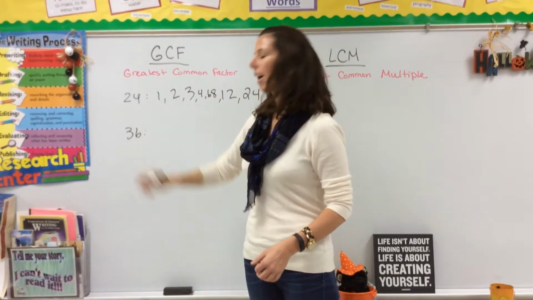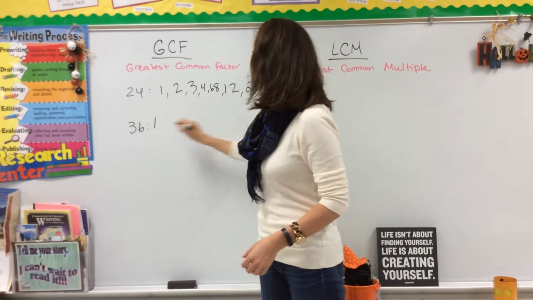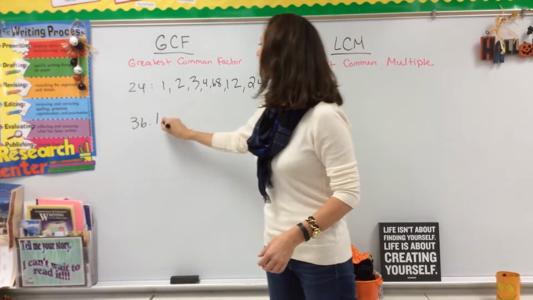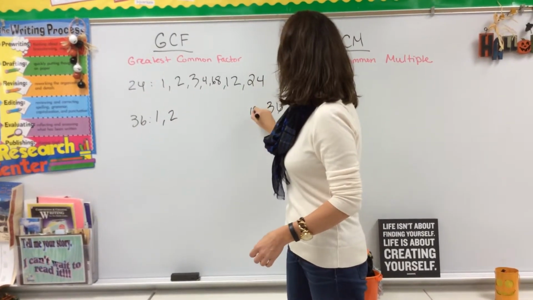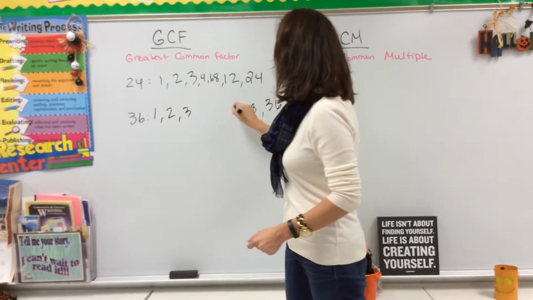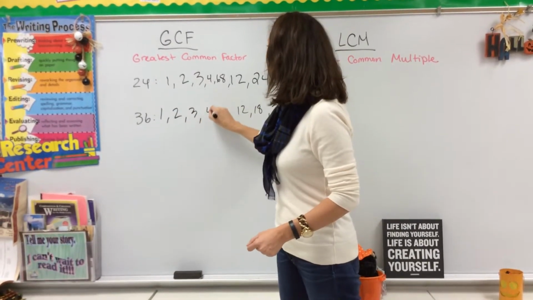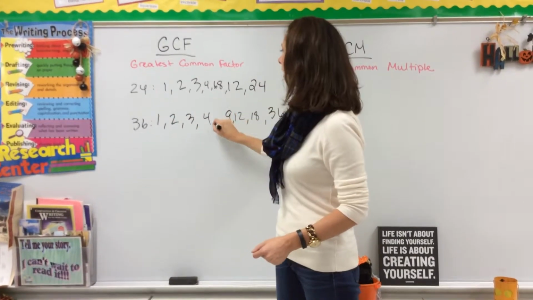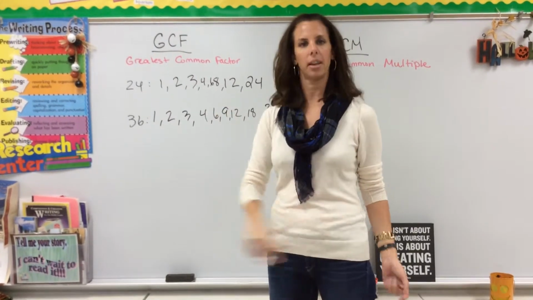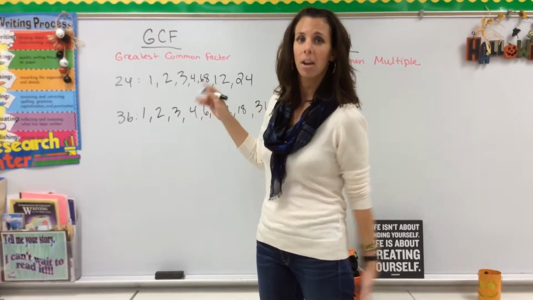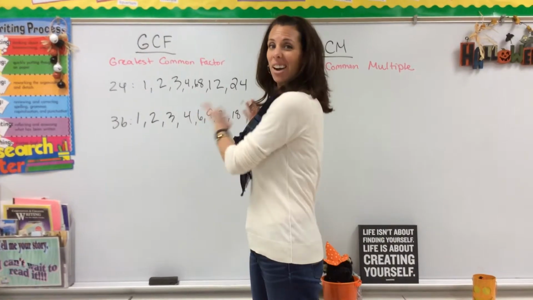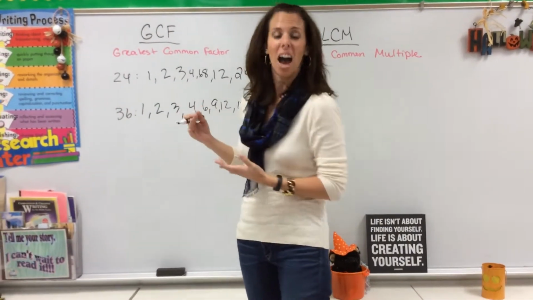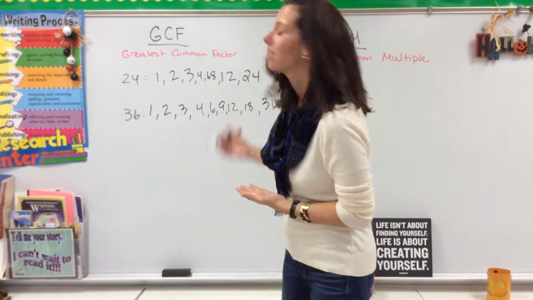Now I'm going to find the factors of 36. 1 and 36, 2 and 18, 3 and 12, 4 and 9, and then I know 6 times 6 is 36, but I only need to write that once. Don't worry, kids, if you can't do that quite as quickly as I can. I've had a lot of practice over the years.